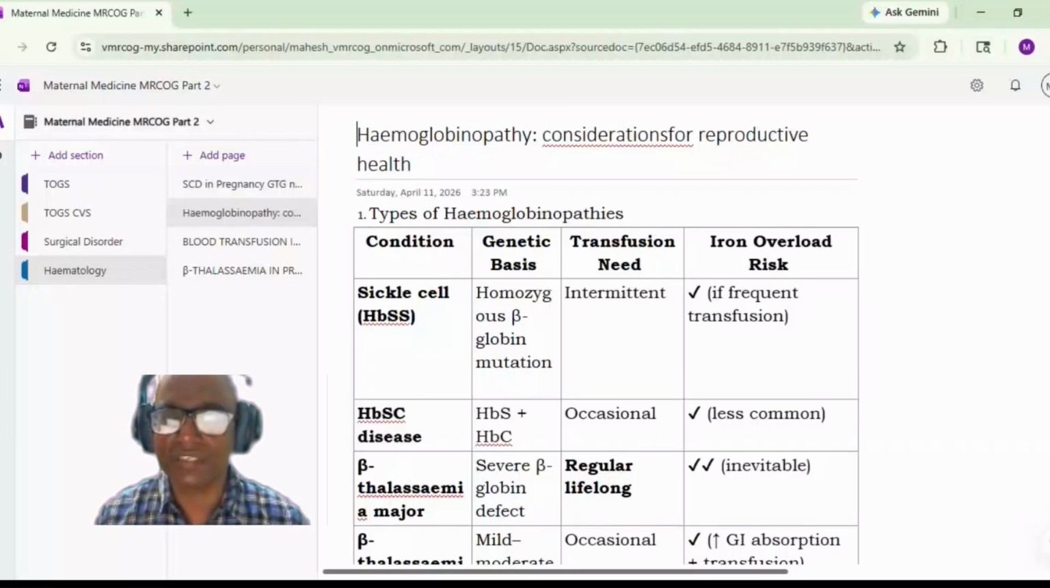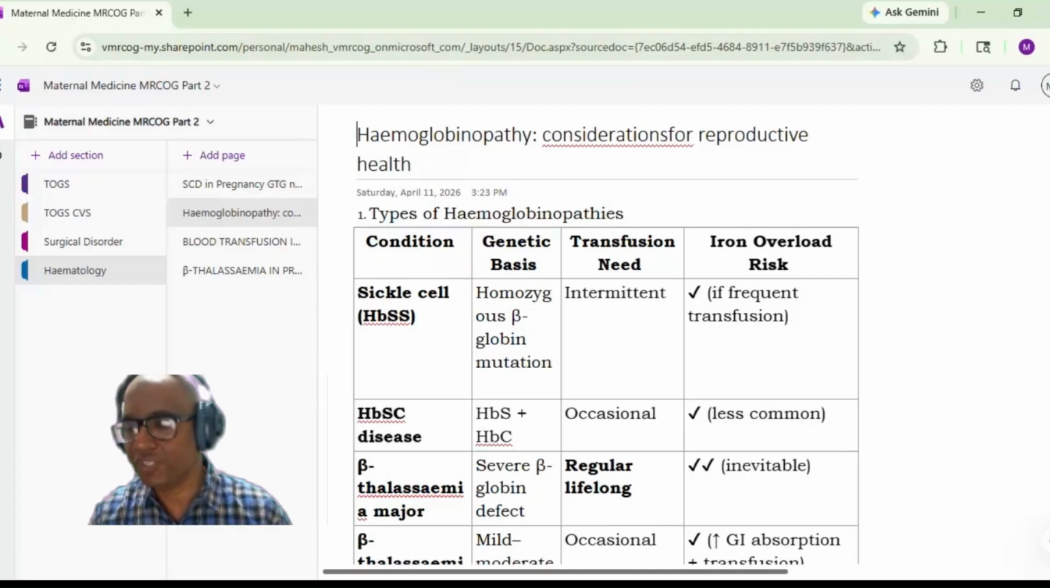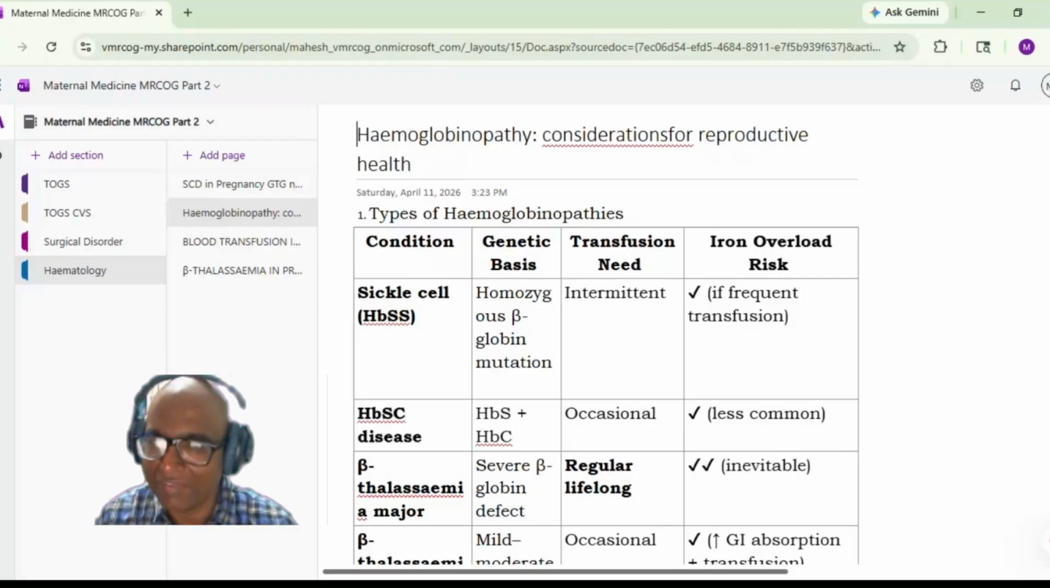So today we will discuss the TOG article from the Maternal Medicine module, that is Haemoglobinopathy consideration for reproductive health. This is hemoglobinopathy and reproductive health. When we discuss reproductive health, that will include mostly the patients who are desiring to go ahead with pregnancy, and these patients are having hemoglobinopathy. What is the protocol that we are going to discuss?